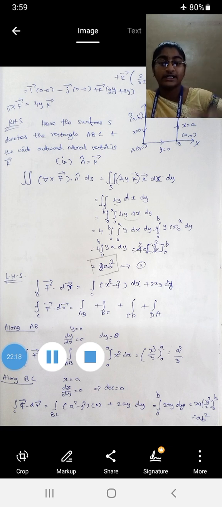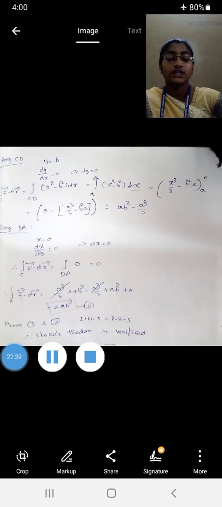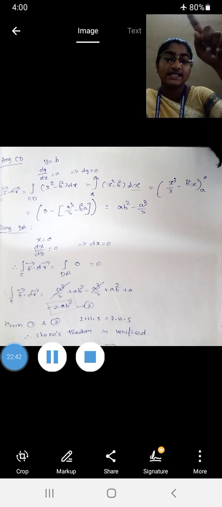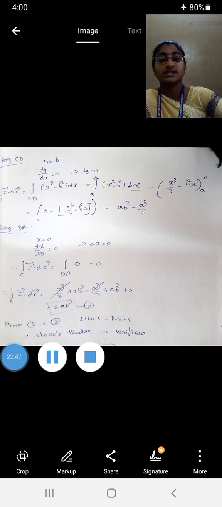Similarly we have to find along BC. So BC is nothing but the line denoting x is equal to a, differentiate this x with respect to y, we get dx by dy is equal to 0. Substitute for dx we get 0. Substitute this x value and dx value in our given formula, we get the answer as ab square. Similarly for the side CD, that is y is equal to b, dy by dx is equal to 0, dy value is 0. Now substitute this y value as b and dy value as 0 in our given equation, we get ab square minus a cube by 3.